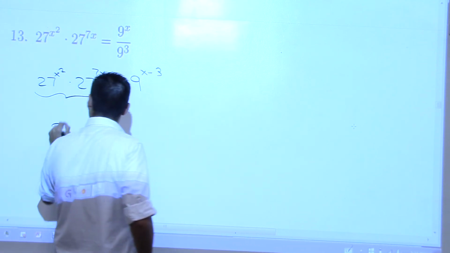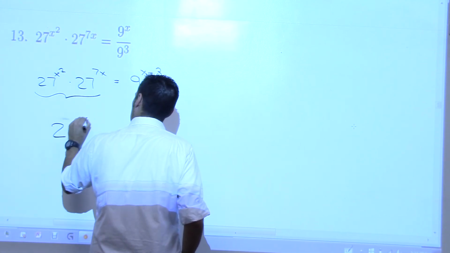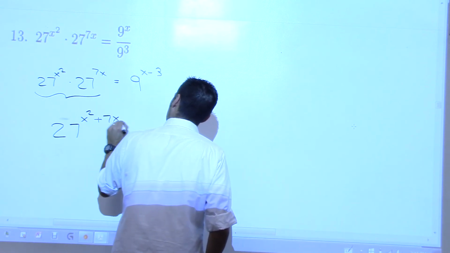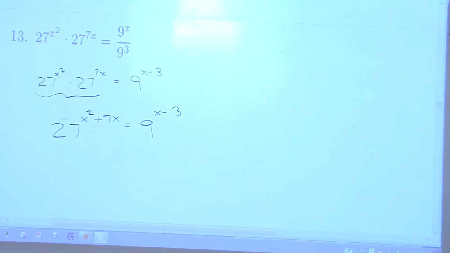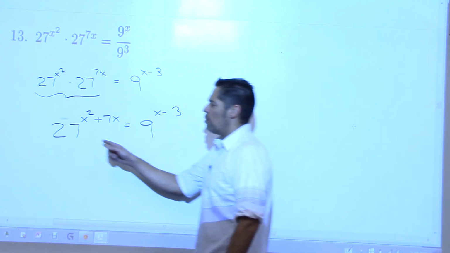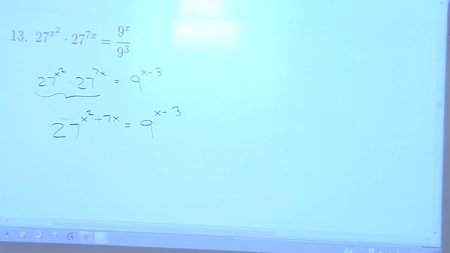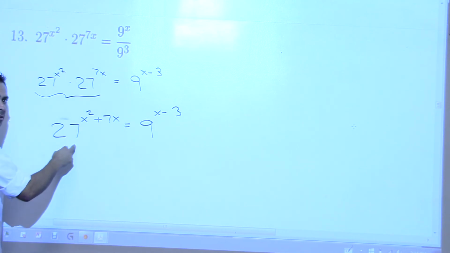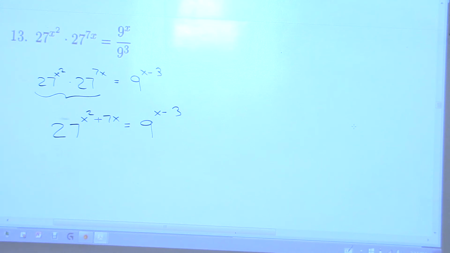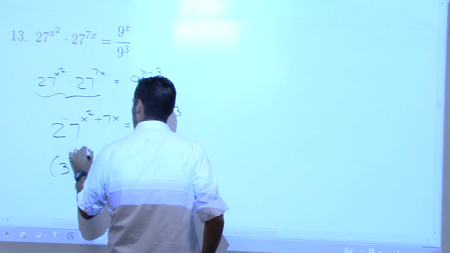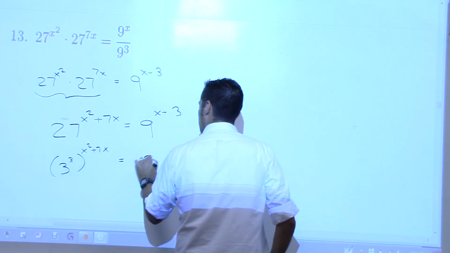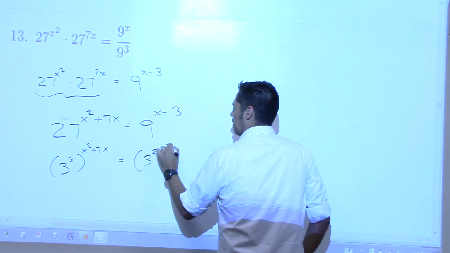So this is 27 to the x squared plus 7x, right? And then get the same base. The same base here would be 3, on each side, because you can't rewrite 27 as 9 to a power. You can, of course, write 27 as 3 times 9, but you need everything to the same base. So this is 3 cubed, that's 27, to the x squared plus 7x. And this over here is 3 squared to the x minus 3.